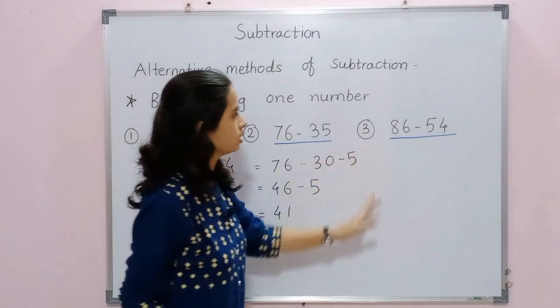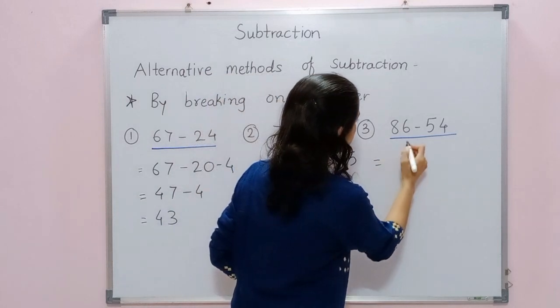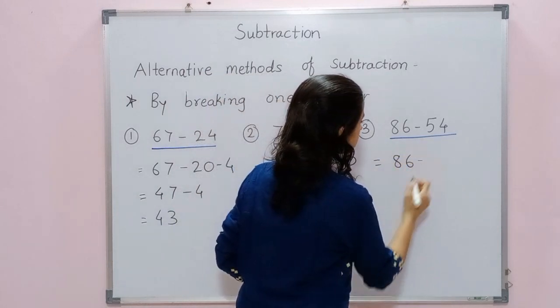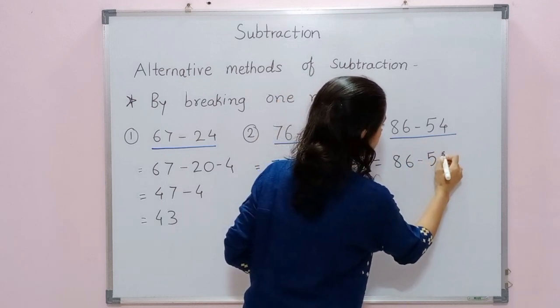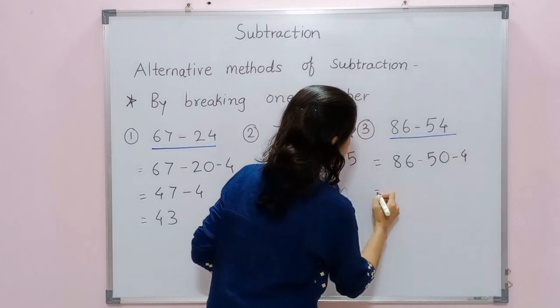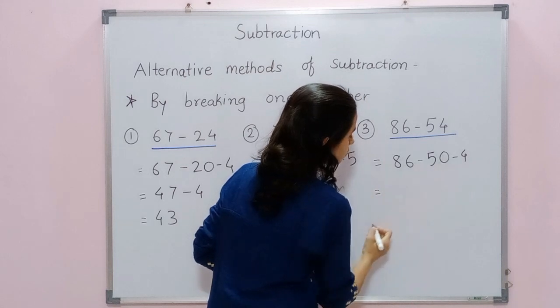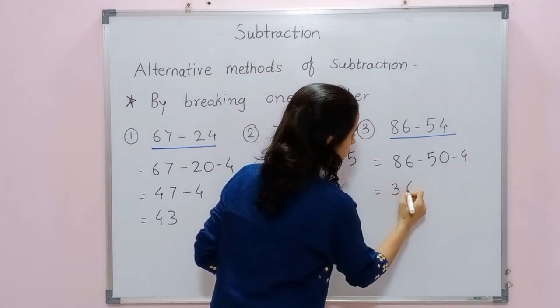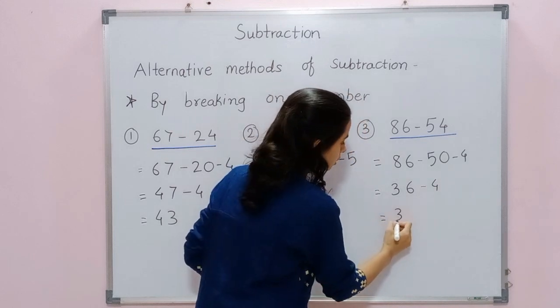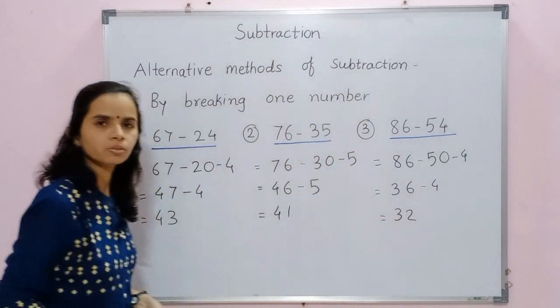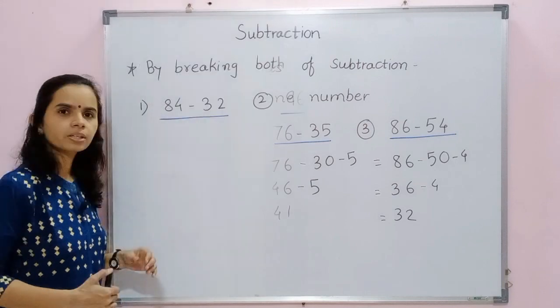Then we will see this example. 86 minus 54, how do we break this number? Yes, 50 plus 4. 86 minus 50, we will get 36 minus 4. So our answer will be 32. In this way we can solve this type of examples.